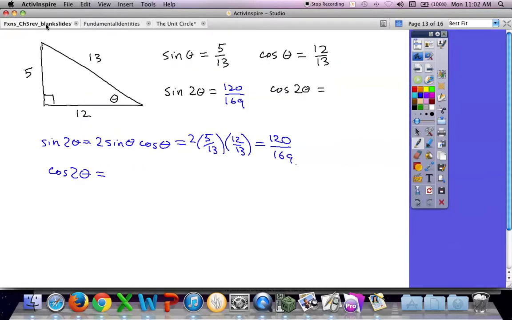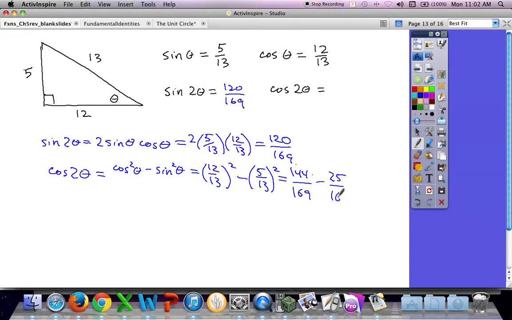So let's do that. That'll be cosine squared of theta minus sine squared of theta, right? But the cosine, we already calculated this. That's 12 over 13 squared. And the sine of theta, we already calculated is 5 over 13 squared. So 144 over 169 minus 25 over 169, which is 119 over 169.